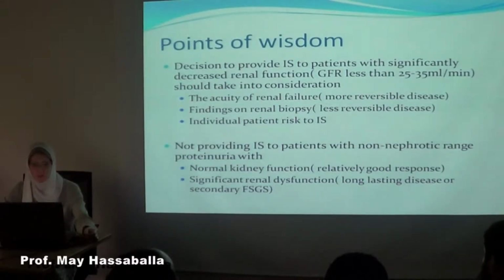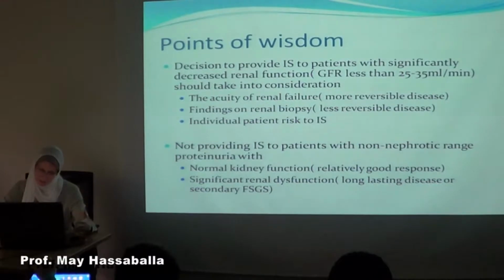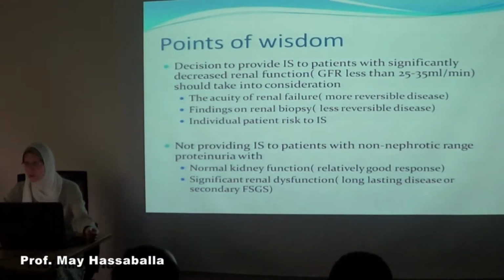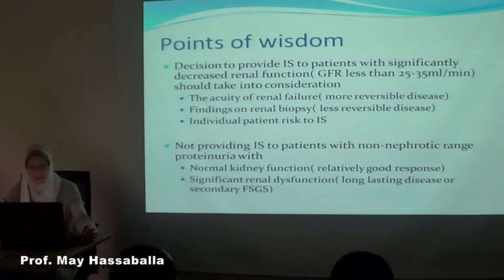The decision to provide immunosuppression to patients with significantly decreased renal function, that's to say GFR between 25 to 35 milliliters per minute, should take into consideration the acuity of renal failure, which suggests a more reversible disease, the findings of renal biopsy, which suggest a less reversible disease, and the individual patient risk to immunosuppression. And there is an opinion, and I agree with that opinion, of not providing immunosuppression to patients with non-nephrotic range proteinuria if they have a normal kidney function, because these are the ones that usually have a relatively good response, and if they have a significant renal dysfunction, because this would mean that they have a long-standing, advanced disease, or that they have a secondary FSGS.